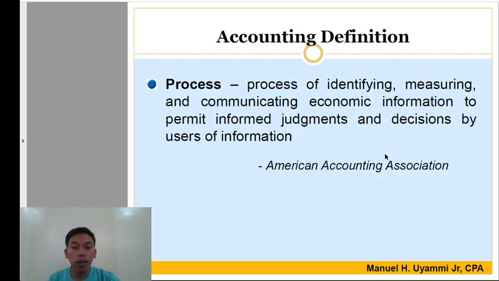The third definition of accounting is a process. From the American Accounting Association or AAA, accounting was defined as a process of identifying, measuring, and communicating economic information to permit informed judgments and decisions by users of information. So sinasabi dito na sa accounting may pinagdadaanan po siya na proseso. Una, kailangan mong i-identify kung ano-ano yung mga ire-record mo. You measure them in terms of money or in terms of financial character, and you communicate this information.